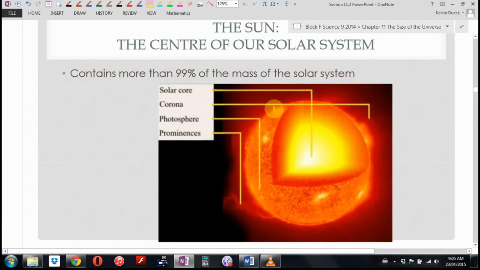The sun! The center of our solar system. It turns out the sun contains more than 99% of the mass of the solar system. The planets, the asteroids, and everything else is only about 1% of what's left over.